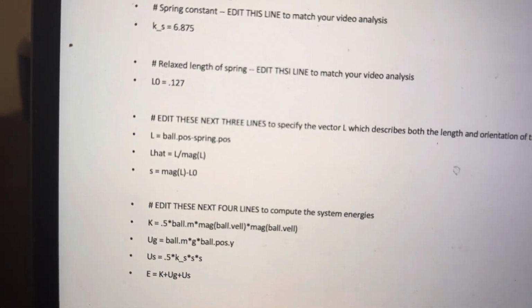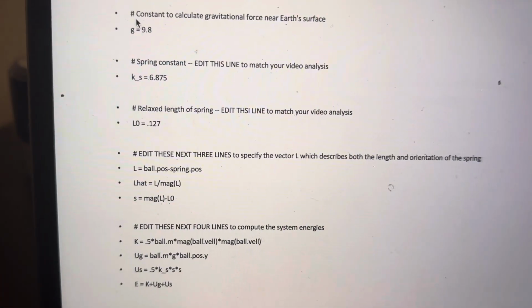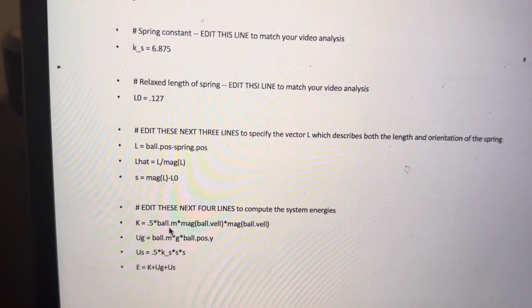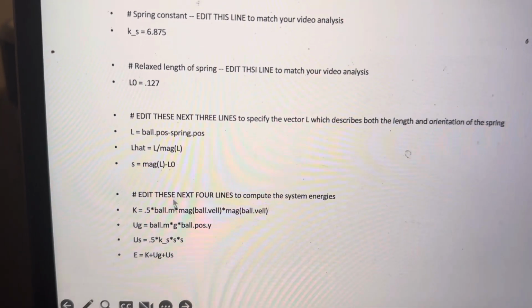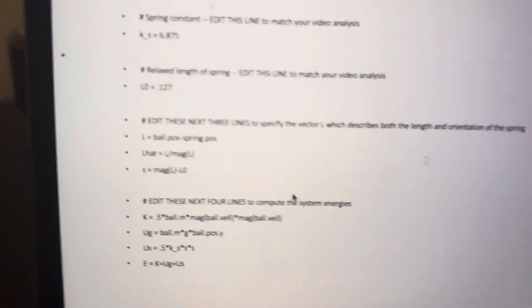So here is a snippet of the code that I use. You set gravity as 9.8, k as 0.5, ball m times the magnitude of the ball velocity times the magnitude of the ball velocity, which is just 1/2 mv squared.